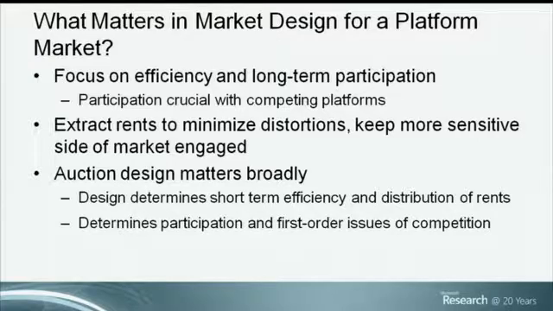The platform wants to make money, but they want to minimize distortions, and they especially want to keep the more sensitive side of the market engaged. So we see, for example, in search that search is free. You don't pay to use Google or Bing. Yellow pages are given out for free. There are many markets where, in fact, one side is not charged at all, and it's more efficient for the platform to charge the other side of the market, say the advertisers.